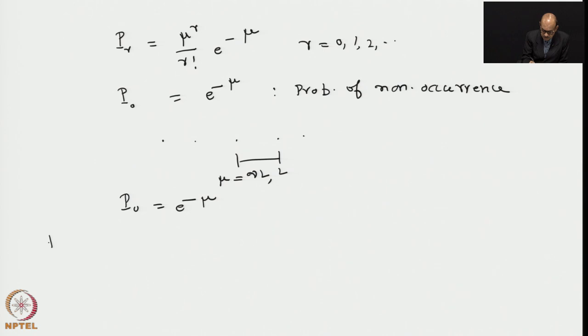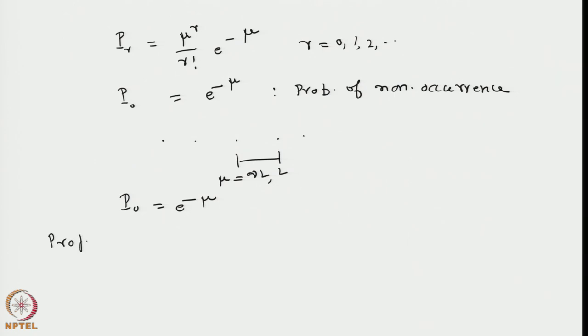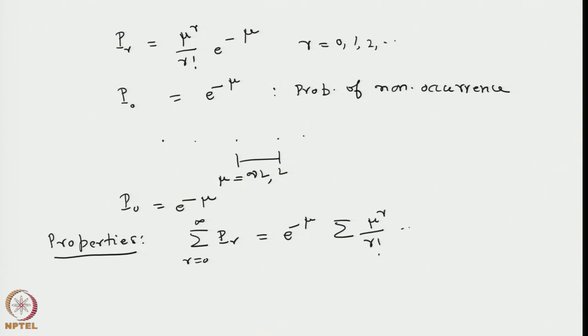So some important properties of Poisson distribution. Of course, it is self-normalized. For example, the sum over r equal to 0 to infinity of P r is e to the power minus mu standing out, and the sum of mu to the power r by r factorial, which by definition is e to the power mu. So it is e to the power minus mu into e to the power mu equal to 1.